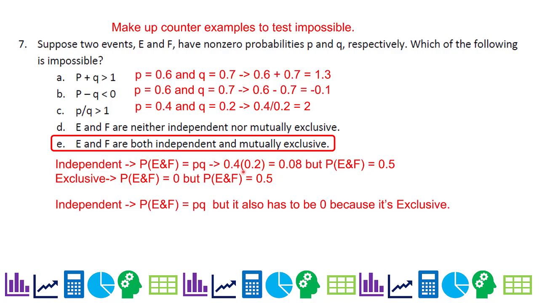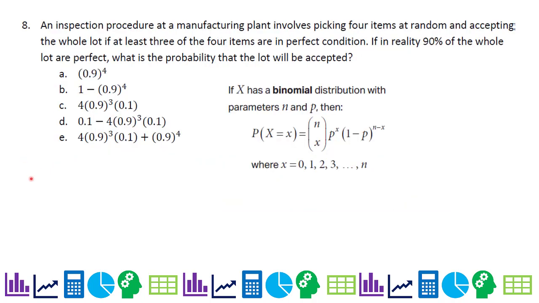So if you're exclusive, then the probability of both of them happening is 0. But if they're independent, you got to multiply the probabilities together. And they did say they're non-zero probabilities. So that's why it's choice E. Number 8. An inspection procedure at a manufacturing plant involves picking 4 items at random and accepting the whole lot if at least 3 of the 4 items are in perfect condition. If in reality 90% of the whole lot are perfect, what is the probability that the lot will be accepted?